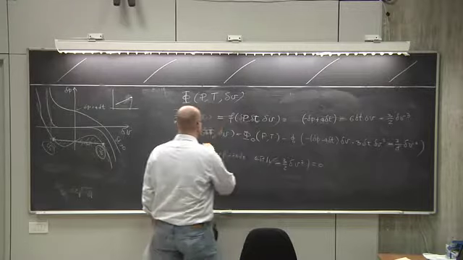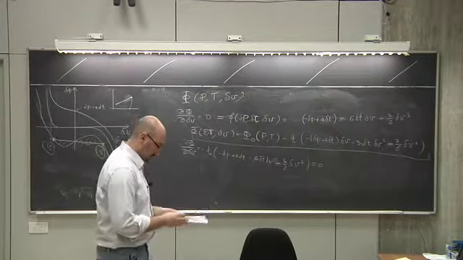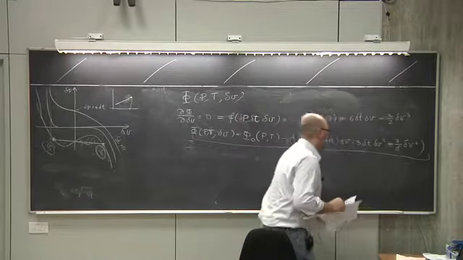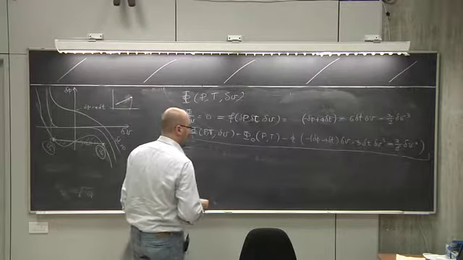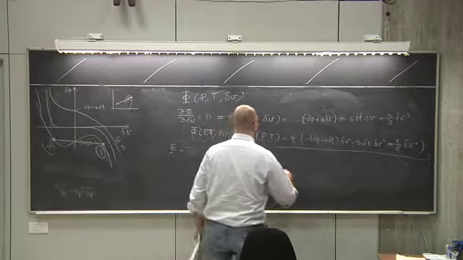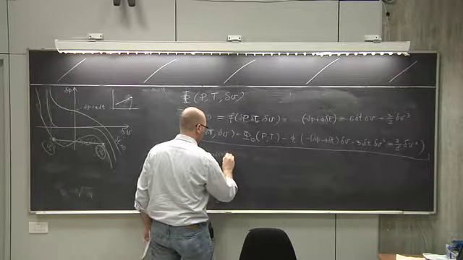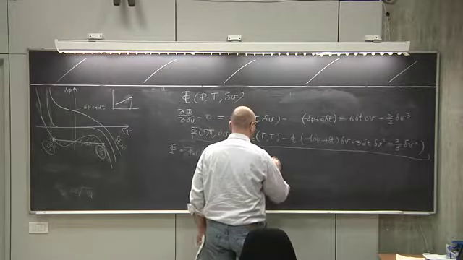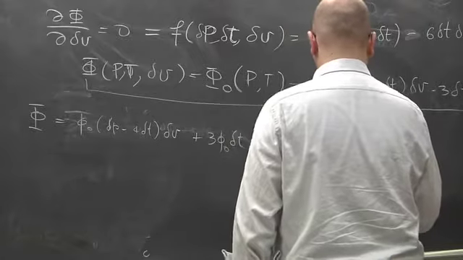But now let me look at this function here of delta V. This function has a linear term, which we can write as phi 0 delta P minus 4 delta T times delta V. Then it has a quadratic term which is 3 times phi 0 delta T delta V square, and then it has a quartic term which is 3/8 times phi 0 delta V to the fourth.